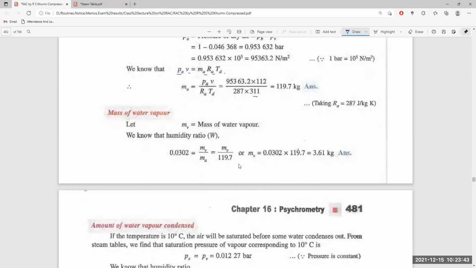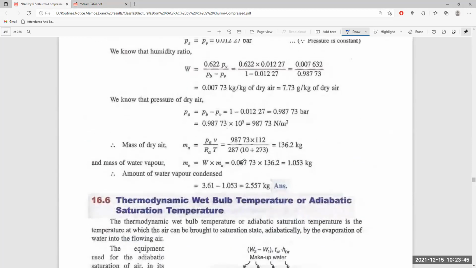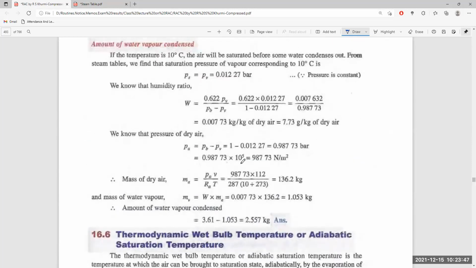Amount of water vapor condensed will be available this way. If the temperature is 10 degrees, the air will be saturated before some water condenses out. Now, saturation pressure of water vapor at 10 degrees is given from the table as 0.01227. The barometric pressure is given as 1. So the humidity ratio is given as 0.00773 kg per kg dry air, or 7.73 gram per kg of dry air.